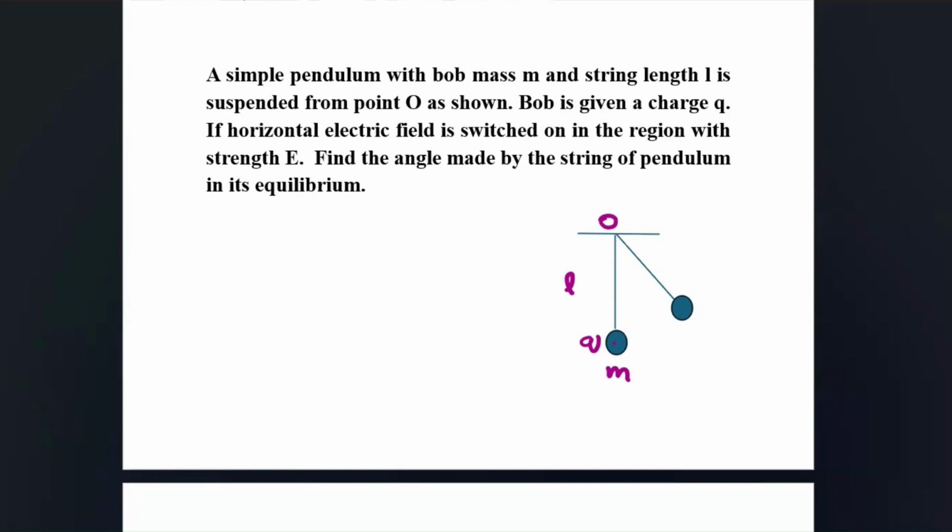If a horizontal electric field is switched on, the electric field applied is along the x-axis, horizontal and along the positive x-axis. Horizontal electric field is switched on, then what happens in the electric field? We'll discuss that. Switched on in the region with strength E bar. Find the angle made by the string of the pendulum when it comes to equilibrium. This is theta. So in equilibrium, it makes an angle theta. You have to find that out. Cheppandi, it is a simple thing, very simple.